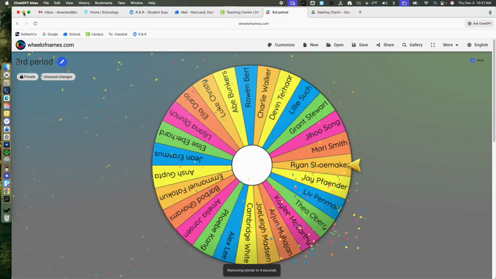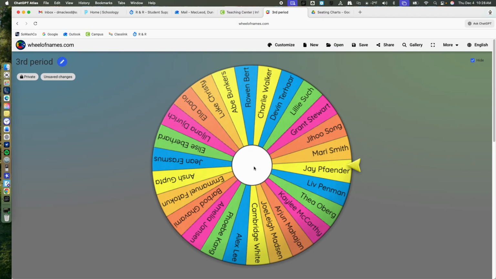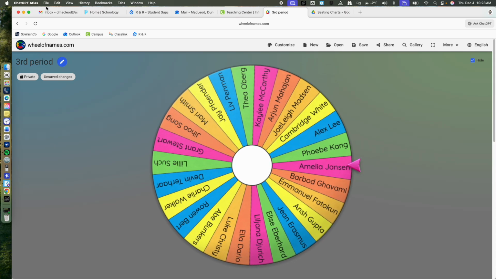Ryan. Over there. Okay, Ryan, what would be the slope on the inverse function at (3, 1)? Perfect. Amelia.